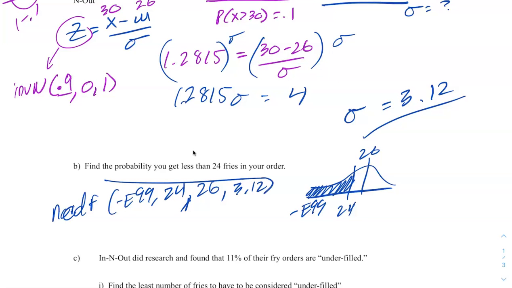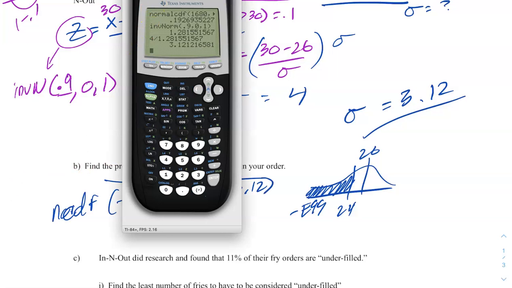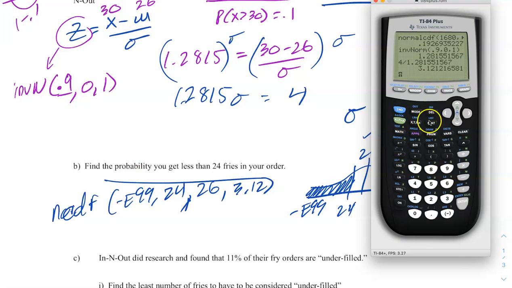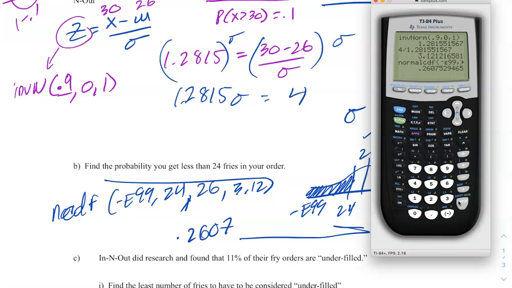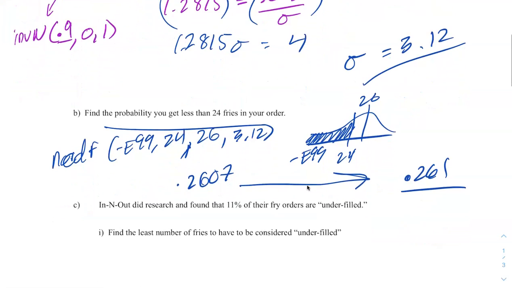So let's plug that all into my calculator. So second distribution, normal CDF. Negative E99. Remember I did negative, not subtraction sign. I guess I could have left that. I didn't realize it was already on there. 24, 26, and 3.12. And I get about 0.2607, which is 3 sig figs, 0.261. So there's about 26% chance you get less than 24 fries.